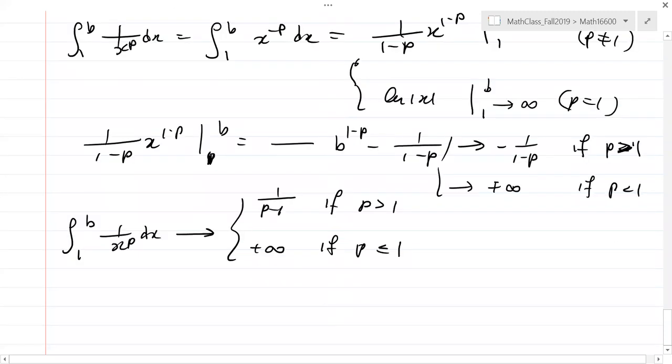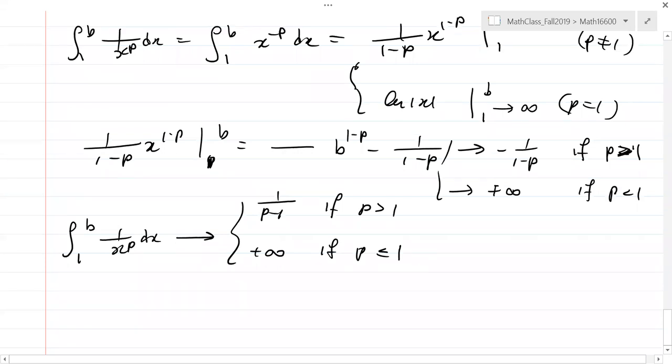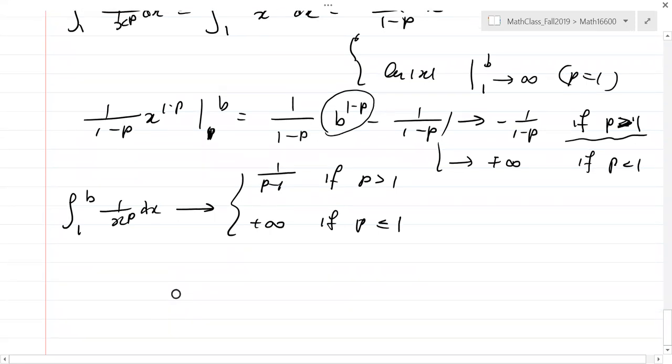But if you look at it, you already get it: you determine the value of P for which the integral is convergent. Now, when P is greater than 1, you have a limit. What is this part? It's gone. When P is greater than 1, this term approaches 0, because B to the minus P approaches 0 as B goes to infinity if P is greater than 1.